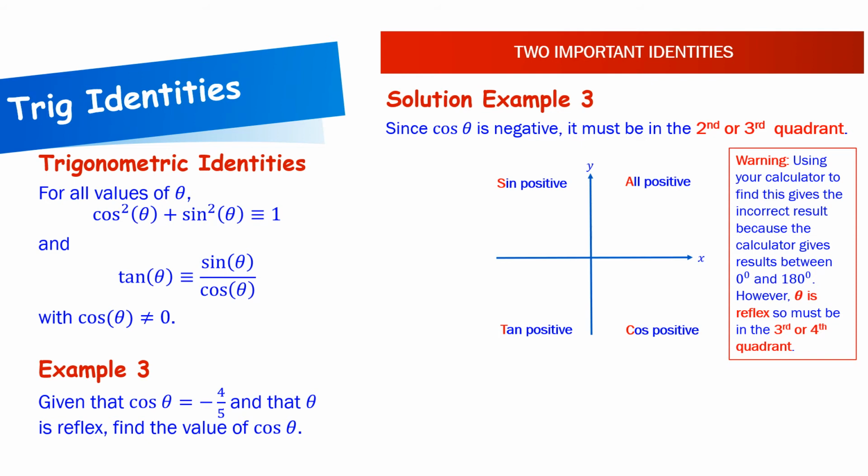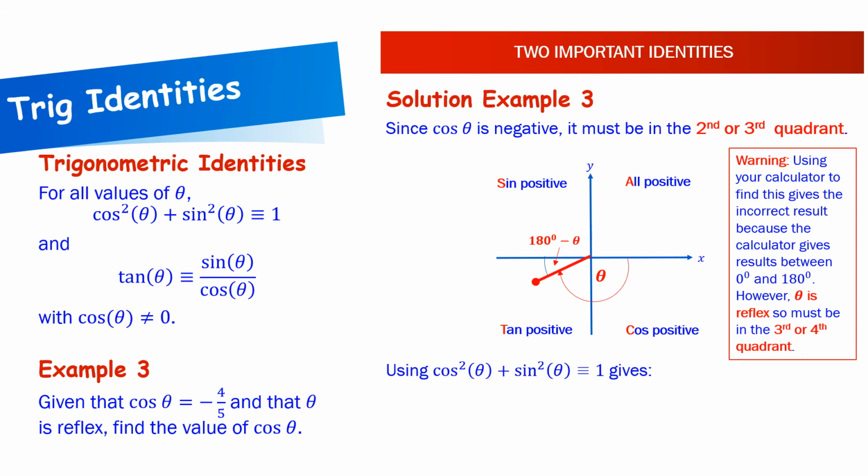Now in the first part of the solution to example 3, we stated that because cos is negative, it must be in the second or third quadrant. However, we've also been told as part of the example statement that theta is reflex, and therefore it must be in the third or fourth quadrant. So therefore we can conclude that theta is actually in the third quadrant, because this is where both these conclusions overlap, as shown. And of course the little angle is theta minus 180 degrees.